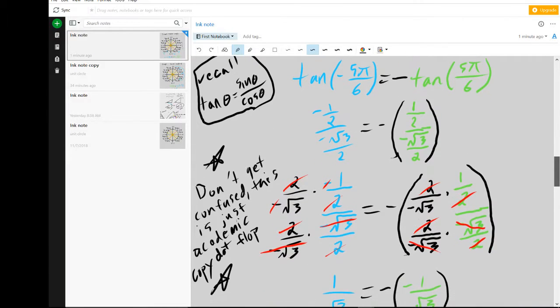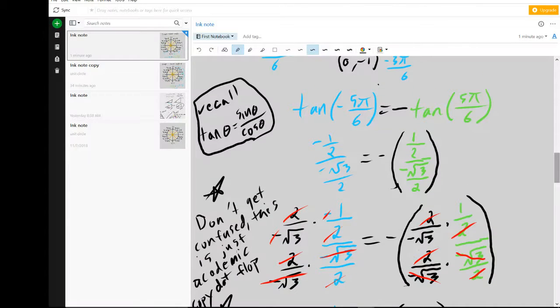Now, I don't want you guys to get confused about what I did in this next step. This is just an academic version of copy-flip. So when people say copy-flip, what they actually are saying is you multiply the bottom fraction by its inverse operation. Or you conduct the inverse operation of it. So in this case, we had root 3 over 2 on the left-hand side. So we're going to multiply by 2 over negative root 3. Right, so all of that cancels out.